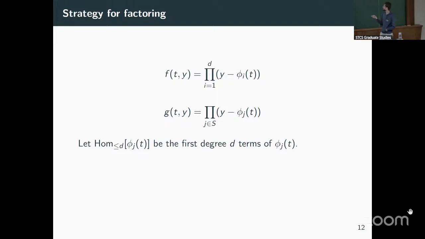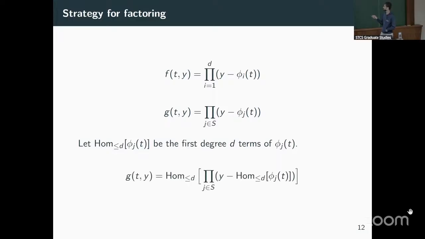So what I can do is, instead of multiplying phi G of t, I can just extract the top d terms of it and multiply. Because anyways, the higher degree terms are getting cancelled out and they don't show up here. So I'll define this thing, homogeneous up to d of phi G of t. That basically means I want to extract the first degree d terms of phi G of t.